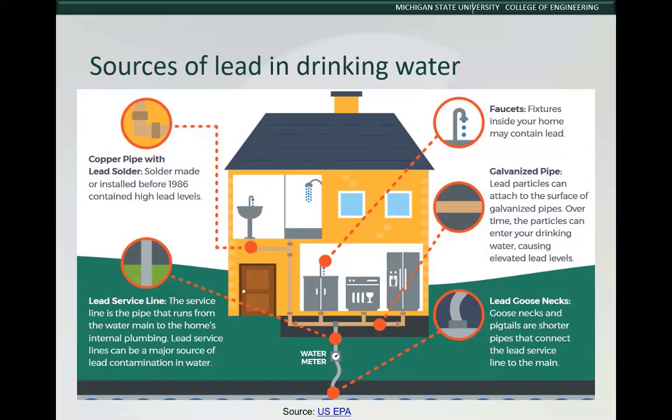Galvanized pipes can also be a source of lead. For instance, if you have lead upstream, the rust particles inside a galvanized pipe can absorb the lead particles, and essentially that galvanized material becomes a continual source of lead as that lead either flakes off or dissolves into the water.